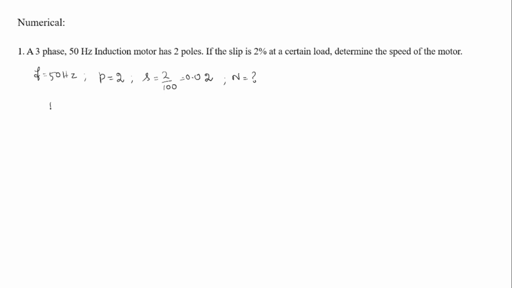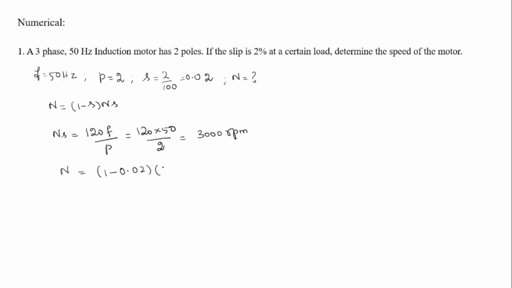We know that the actual speed of the motor is equal to 1 minus S into Ns, where Ns is the synchronous speed. For Ns, the formula is 120 F divided by P. So 120 into 50 divided by 2 will give you 3000 RPM. Now we'll substitute in this formula. N is equal to 1 minus 0.02 multiplied by 3000. So this will be equal to 0.98 into 3000, that is equal to 2940 RPM.